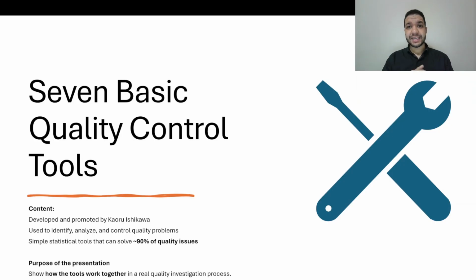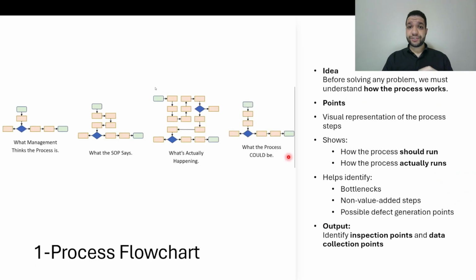These tools were developed by Mr. Kaoru Ishikawa, and he claimed that these tools can solve more than 90% of quality issues. These tools are powerful, and using them the correct way and in the correct order will lead, of course, to fixing our quality issues. So first is the flowchart.